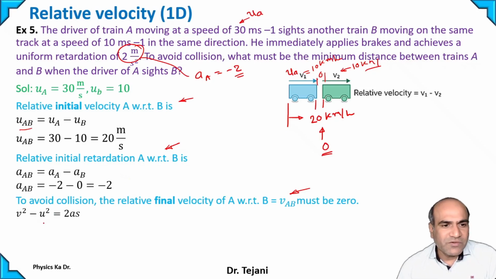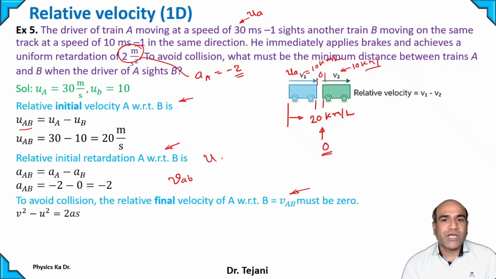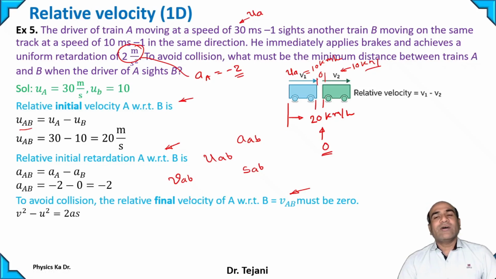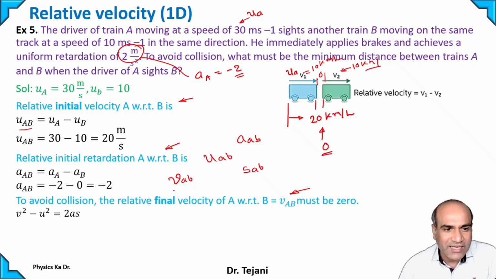So we know the equation v square minus u square is equal to 2as. This equation is also applicable when we talk about relative velocity. But here everything should be relative: velocity should be relative VAB, u should be UAB, a should be AAB, as well as s should be SAB. Everything should be relative.